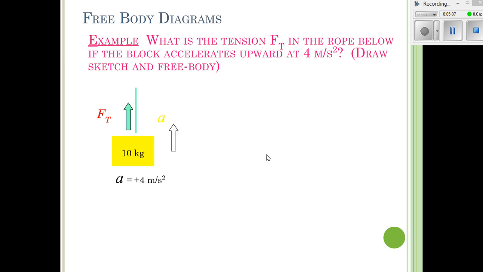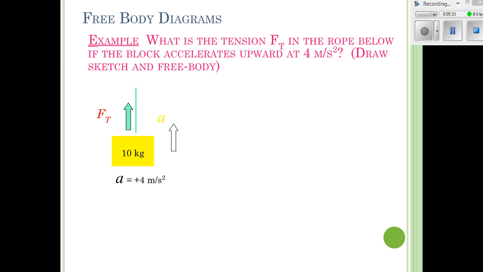Okay. For example, what is the tension, Ft, in the rope below if the block accelerates upward at 4 meters per second squared? Draw and sketch the free body diagram. I'm going to walk through this one with you because it is a little bit challenging. So we're lifting a box or a block upward with a rope, and it's going to accelerate at a rate of 4 meters per second squared.